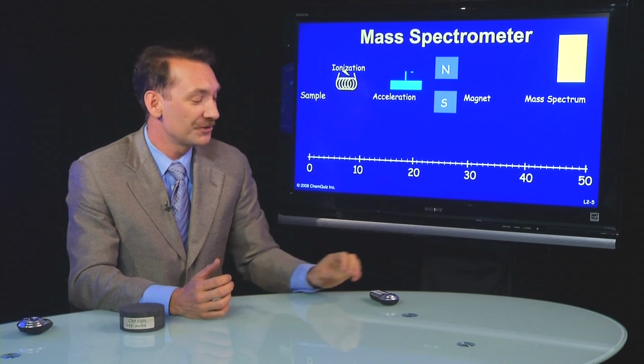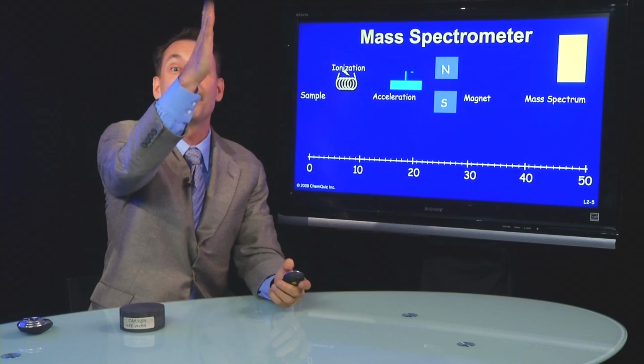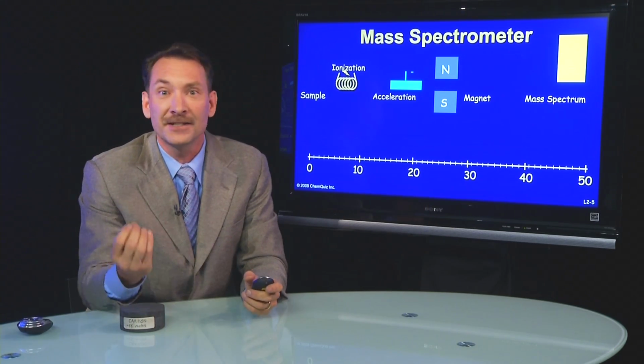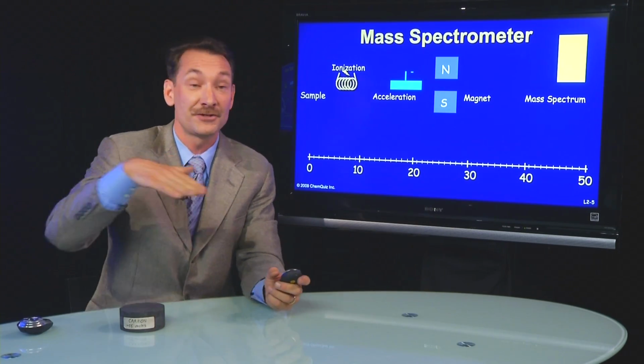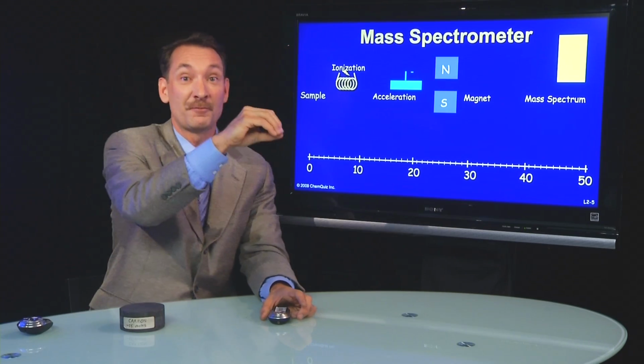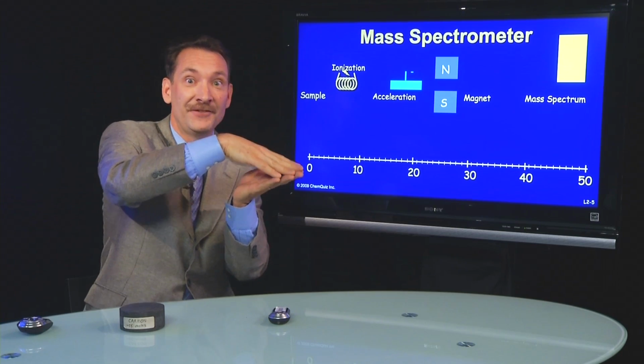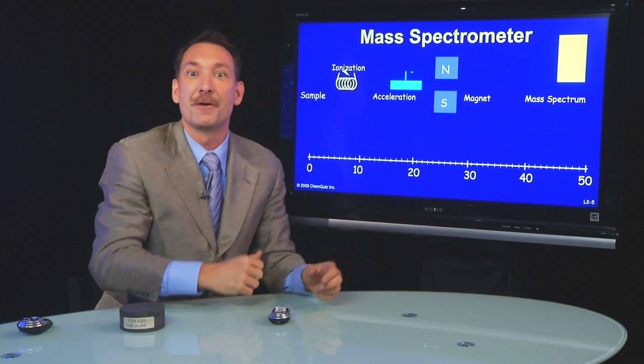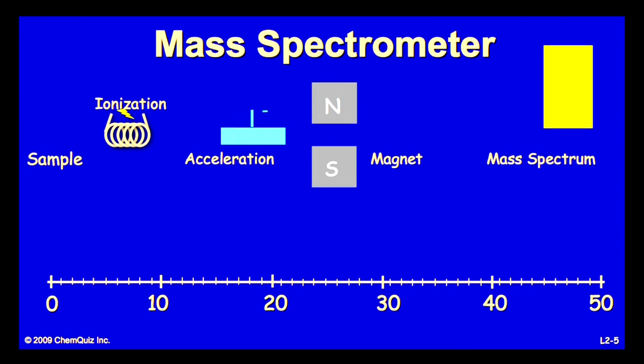Now, when charged particles hit a magnetic field, they're deflected by the magnetic field. And they're deflected according to their mass. Heavier particles are not as deflected as lighter particles. So you have this stream of particles, and it hits that magnetic field, and it's fanned out based on their mass. Here's a little animation that shows that happening.